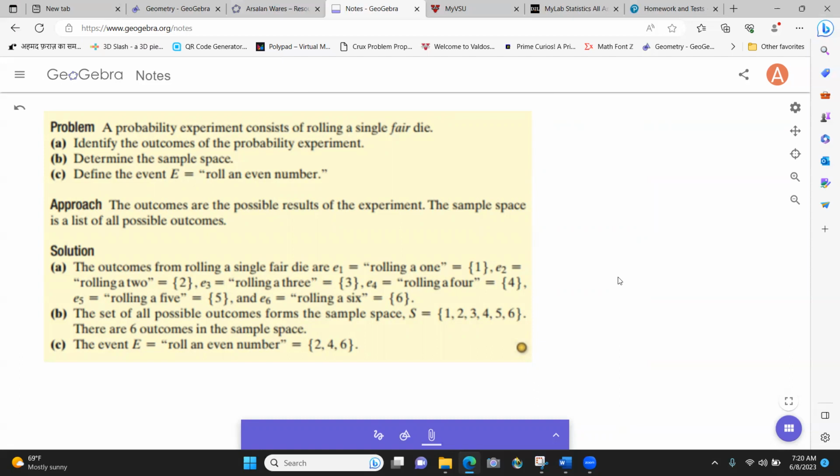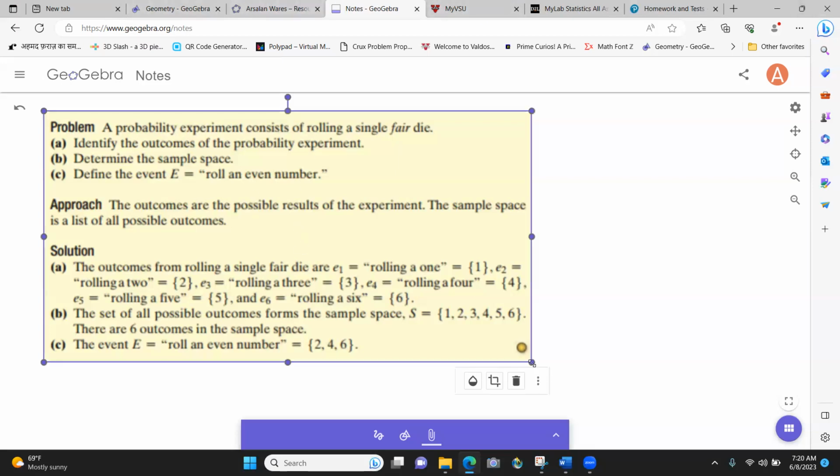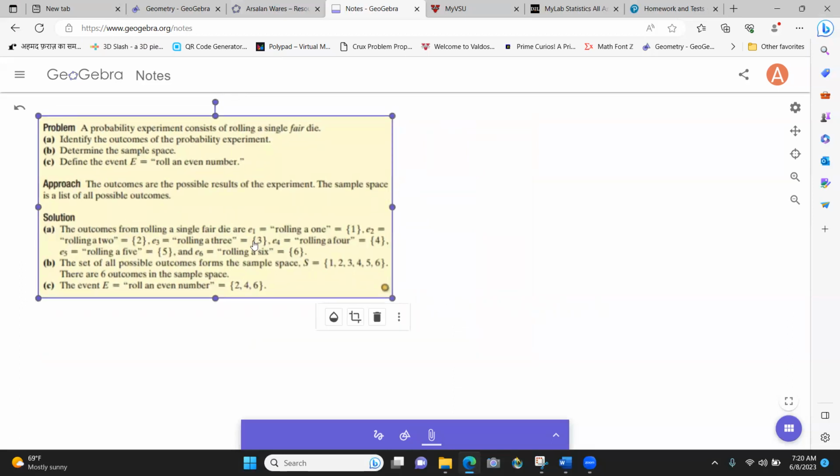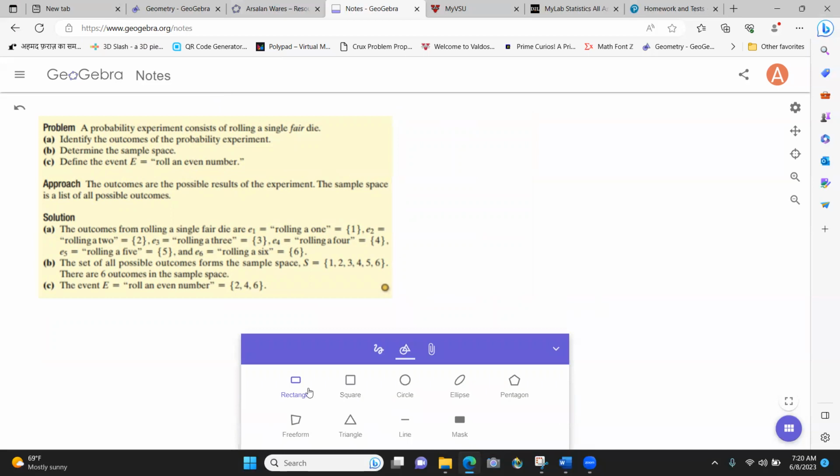So we are being told a probability experiment consists of rolling a single fair die: identify the outcomes of the probability experiment, determine the sample space, define the event roll an even number. Okay, I know the examples are here, but I will do them. I'm going to define a few terms as we go along, guys. Here, we see a fancy word called sample space. What does that mean? What do we mean by sample space?